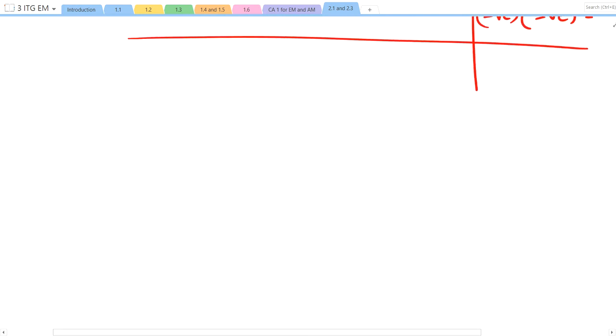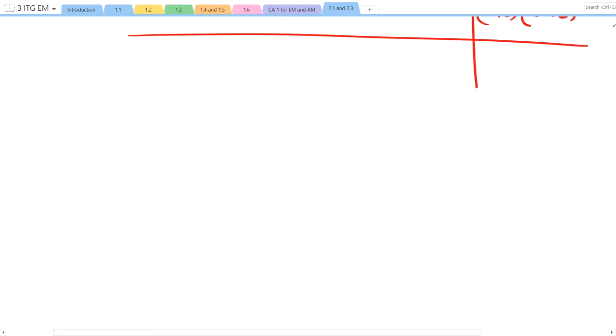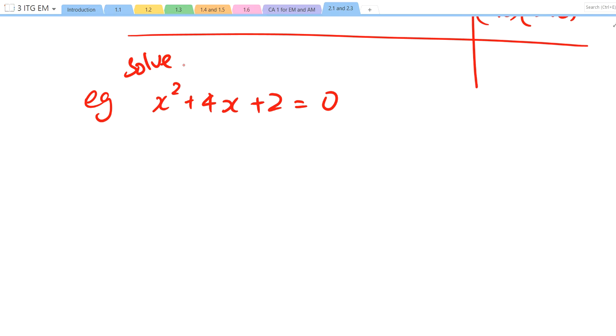Now, when you are given an equation such as x squared plus 4x plus 2 equals 0, and you're told to solve it, how many methods have you learned now? Two. What are they? Factorization and completing the square. If I just tell you to solve, can you use either? Yes, you can use either. Now, what is your preference? Factorization. Do you want to try and factorize this?